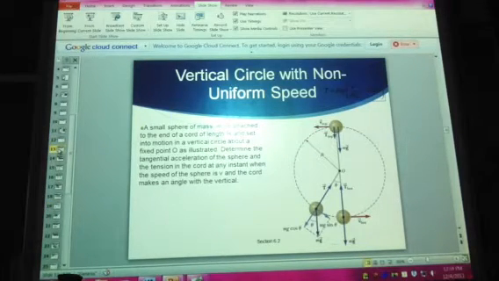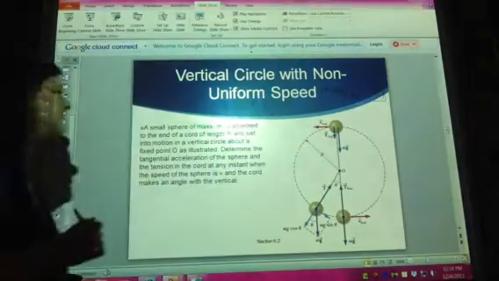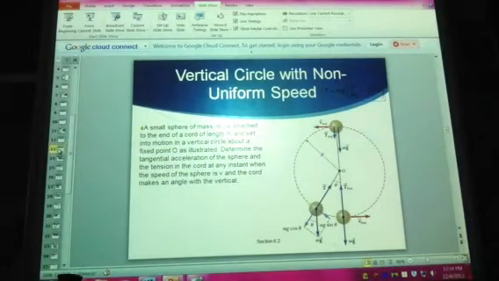Okay, so let's look at an example. We're thinking about a vertical circle with non-uniform speed. It says a small sphere of mass m is attached to the end of a cord of length r. So I have a small sphere here, attached to this cord, and that cord has a length r. It's set into motion in this vertical circle about some origin point. So there's my origin. Determine the tangential acceleration of the sphere. That's the first part I want to do, so let's answer that question first, then we'll answer the next one after.